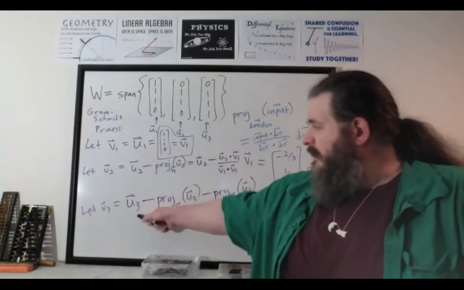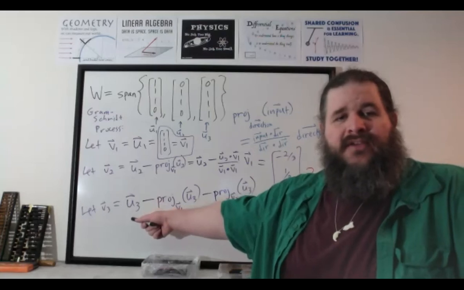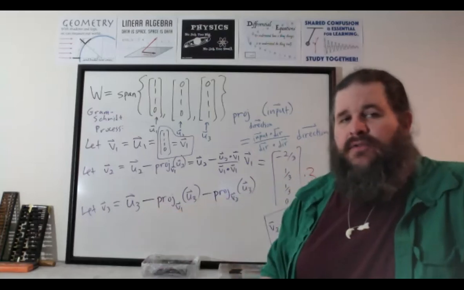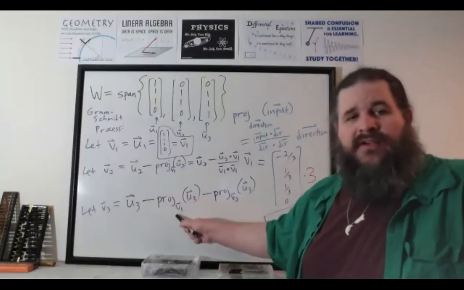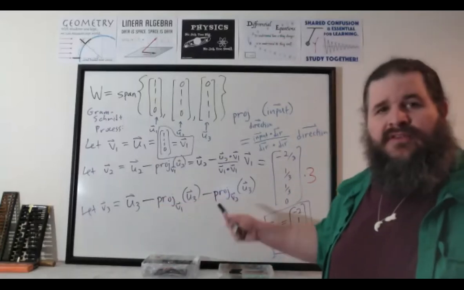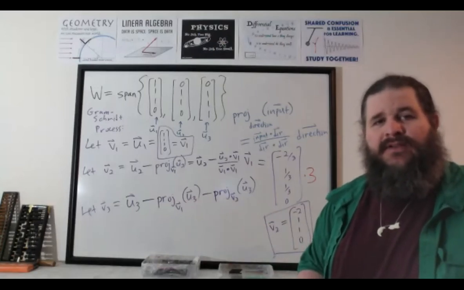That way we're taking a vector that is somewhat in the same direction as V1 and somewhat in the same direction as V2, and also somewhat in a third direction. We're removing the part that's in the same direction as V1 and removing the part that's in the same direction as V2. Whatever is left has to be perpendicular to V1 and V2. And that's our entire goal here.